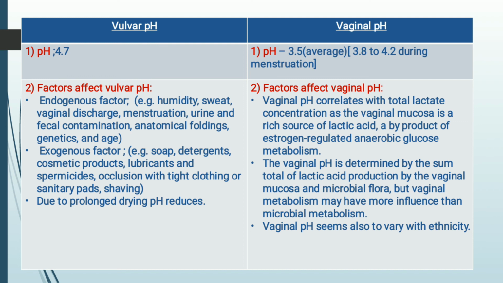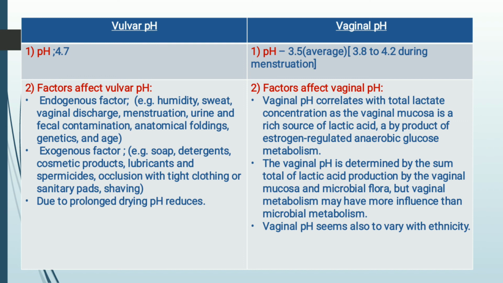And if I tell you about exogenous factors, there are many factors like soap, detergent, cosmetic products, lubricants, and spermicides. Also the tight clothes which girls wear during the night or even during the day, many sanitary pads, and shaving, all these lead to contamination of the vulva, and that leads to disturbances in the vulvar pH. Even prolonged dryness reduces pH. Many girls are on antibiotics for some reason, and that leads to dryness of the vulva, and it also leads to a reduction of pH.